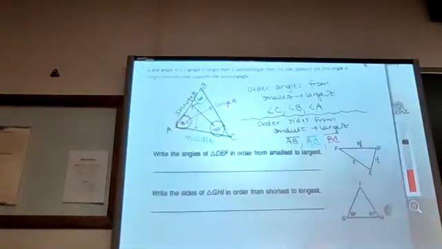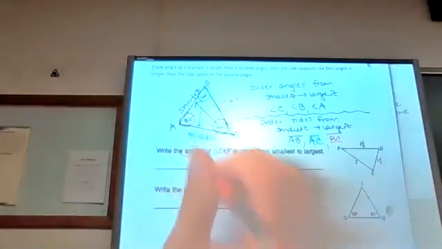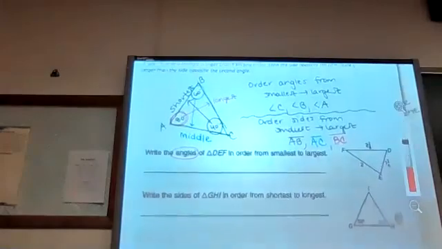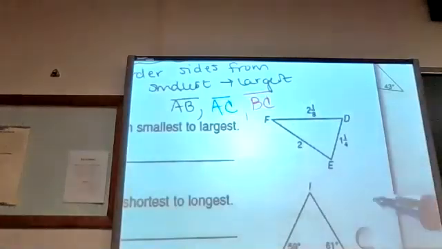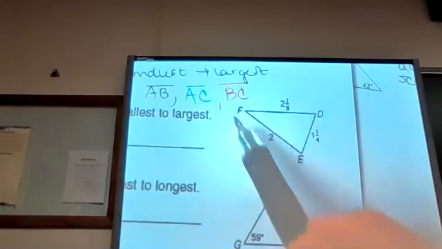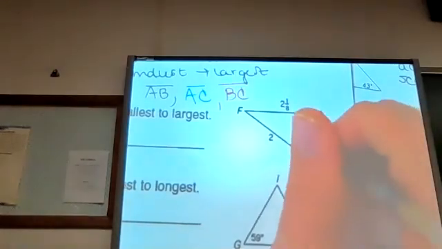So on our triangle DEF, it says not the sides, it says write the angles from smallest to largest. So what length is which side of the triangle is the shortest side? Which side is the shortest side? DE. So here's my shortest side.